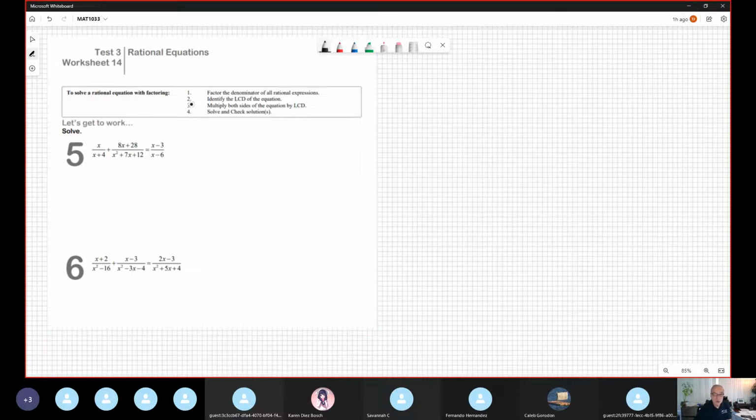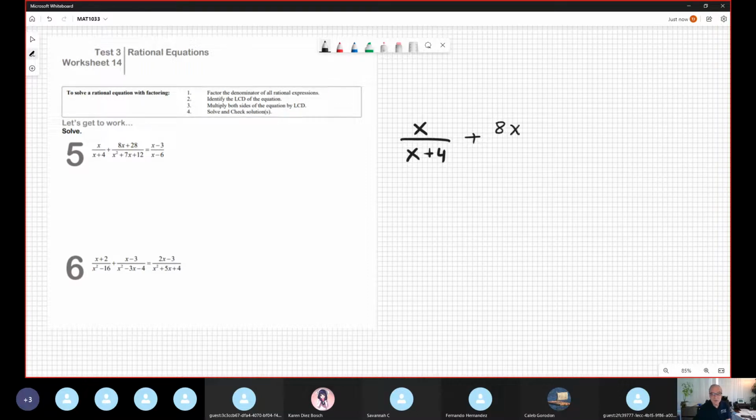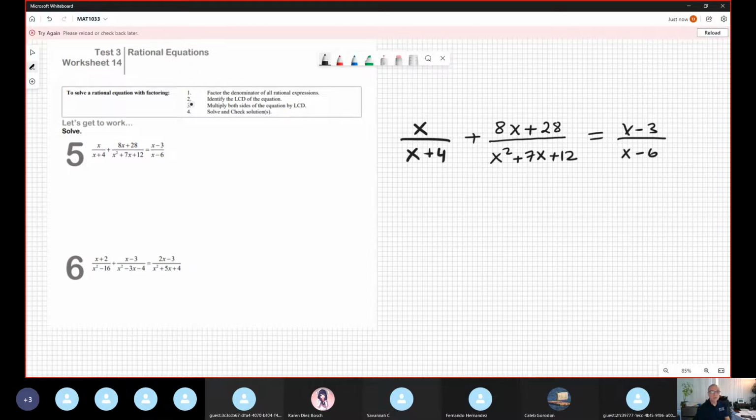The first problem says x over x plus 4 plus ax plus 28 over x squared plus 7x plus 12 equals x minus 3 over x minus 6.